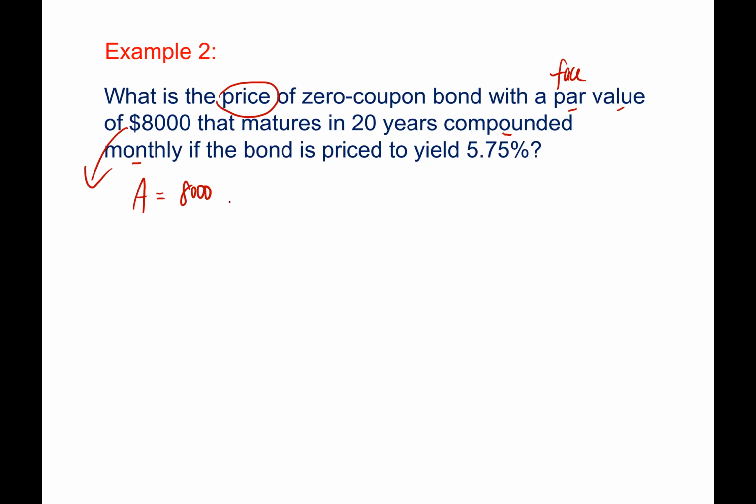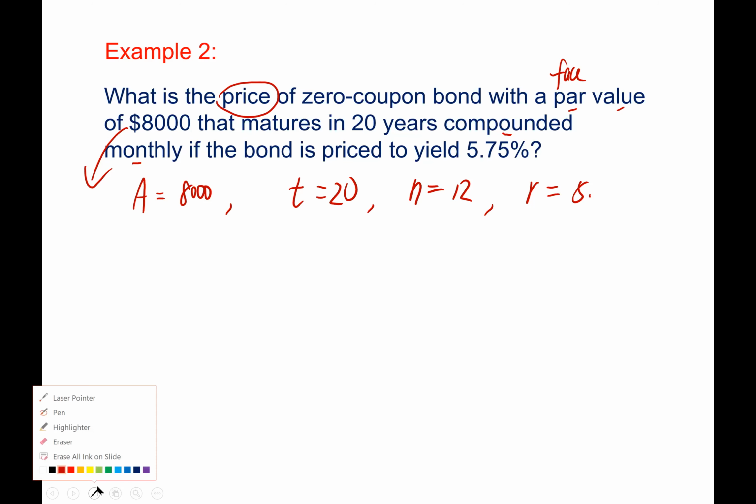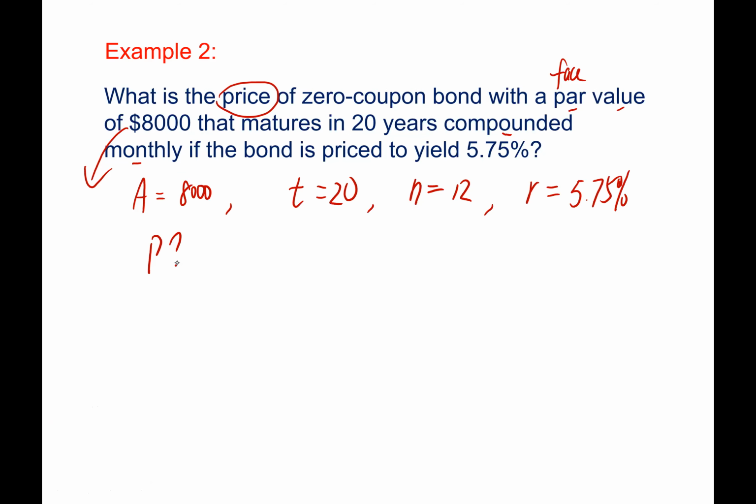You also are given time T, right? T is 20 years. Okay. And then it's compounding monthly, that tells us the compounding period, so n equal to 12. And then the bond is priced to yield 5.75%, so the annual interest rate is 5.75%. So we are given all this information, and next we just figure out what is the principal, the initial investment.